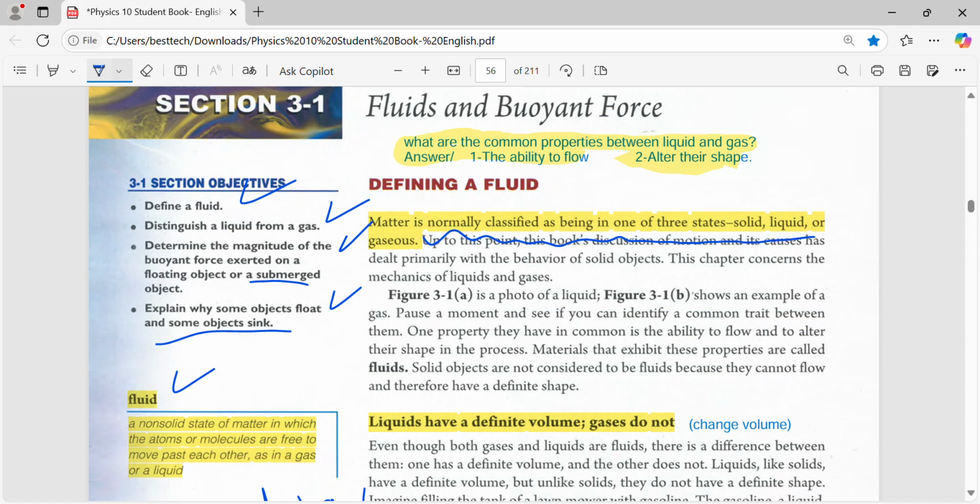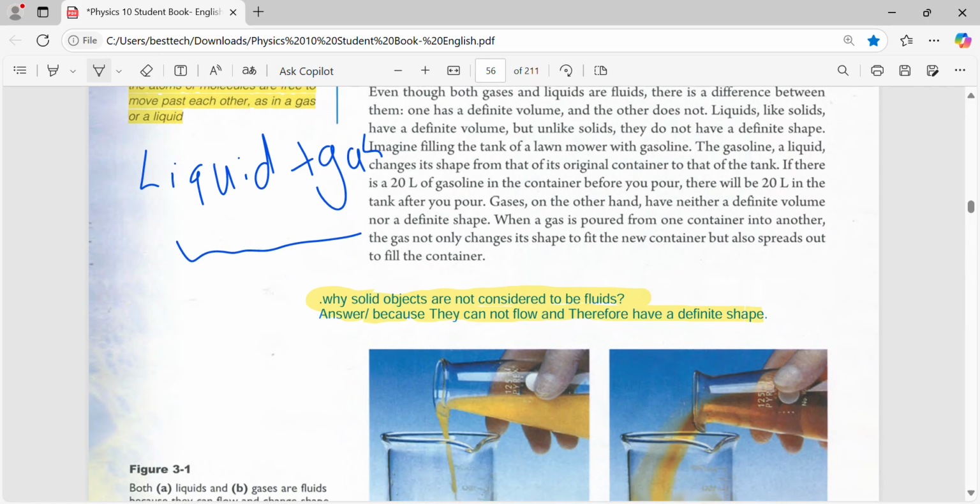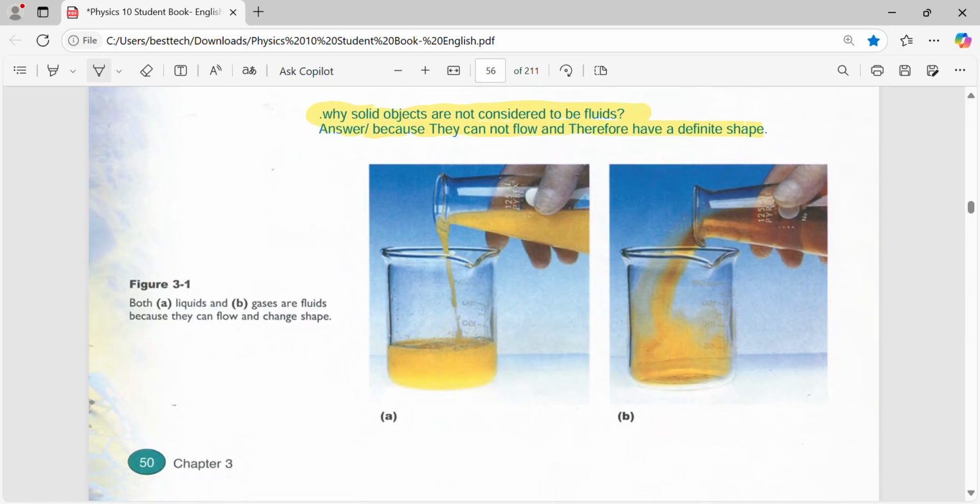We even studied this in chapter 2. It's not new. We have an important question: what are the common properties between liquid and gas? The ability to flow and alter their shape. Let me tell you about this picture. Look, you have picture A and picture B.